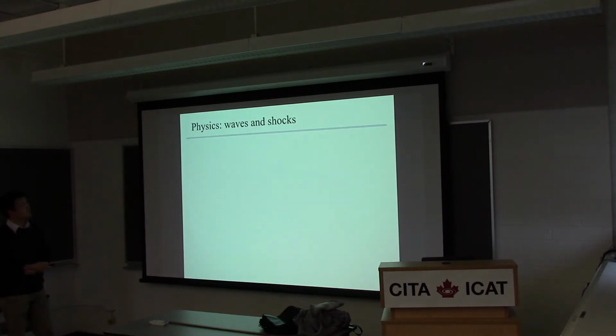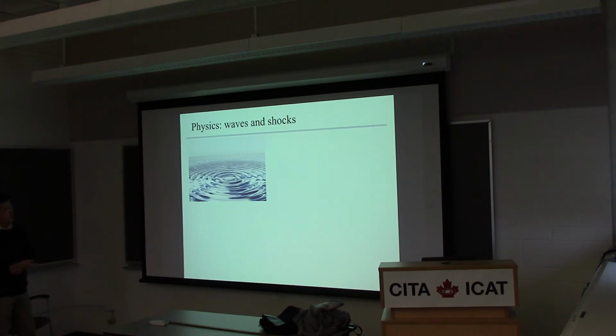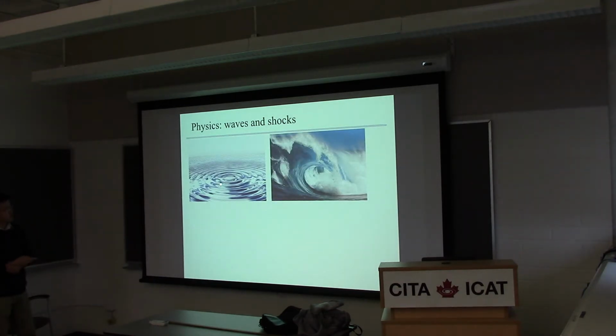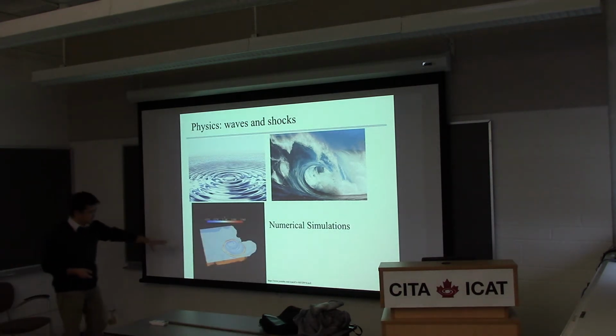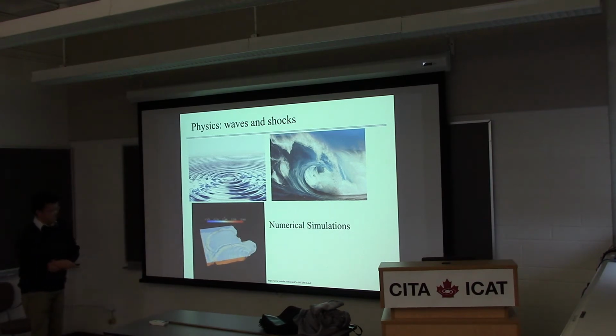So first, the physics of planet interaction is actually very similar to the physics we have on Earth. It's basically waves and shocks. On Earth, we have waves, and when the wave becomes very strong, it becomes a shock. And the tool we use to study this phenomenon is numerical simulation. This video is from YouTube.